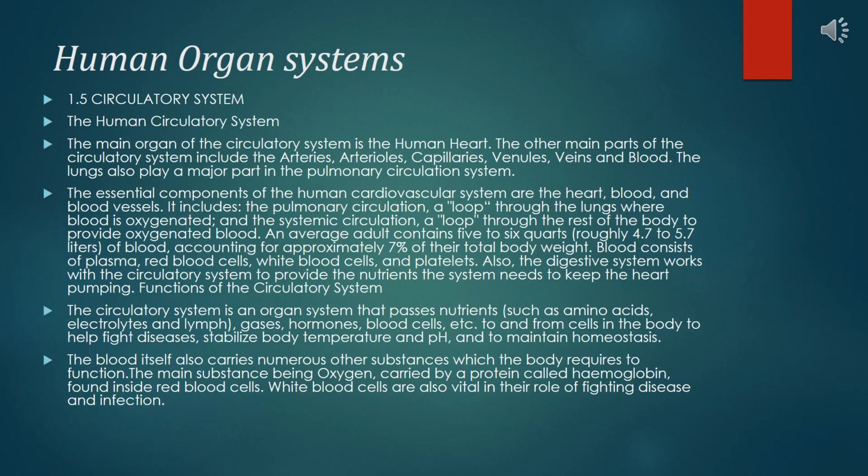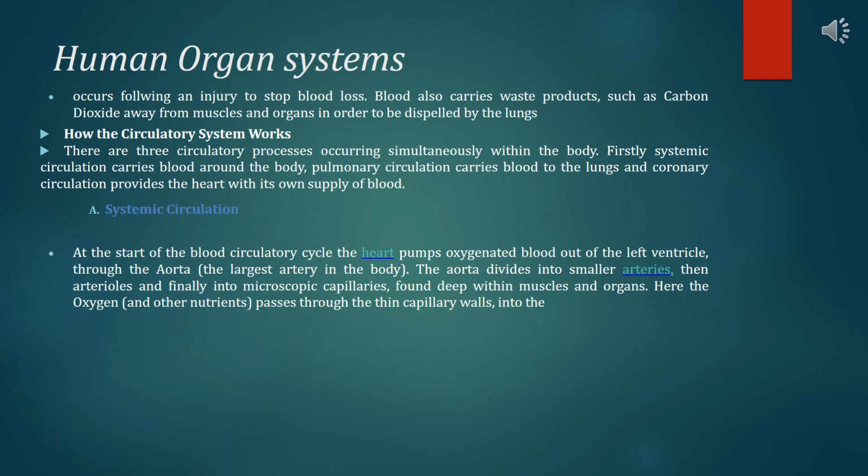White blood cells are also vital in their role of fighting disease and infection. Clotting occurs following an injury to stop blood loss. Blood also carries waste products, such as carbon dioxide, away from muscles and organs in order to be dispelled by the lungs. How the circulatory system works.